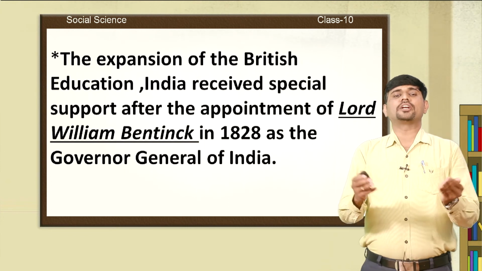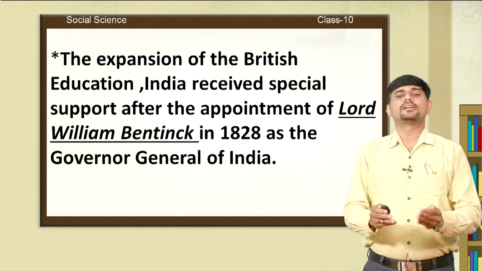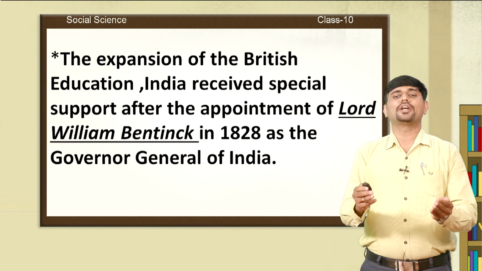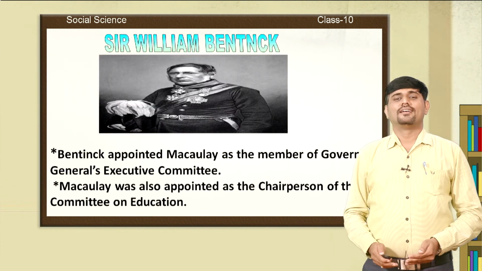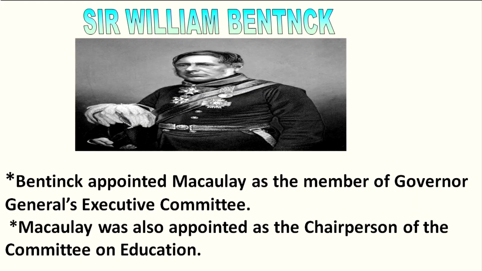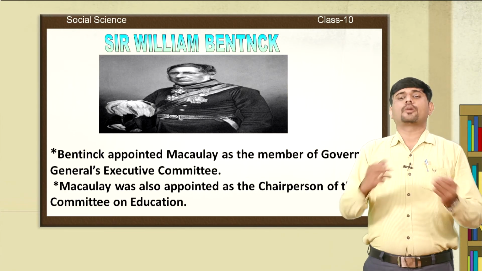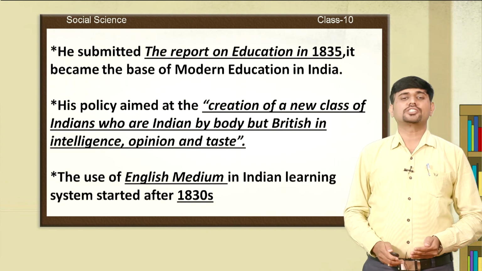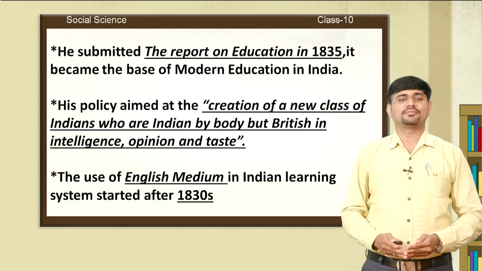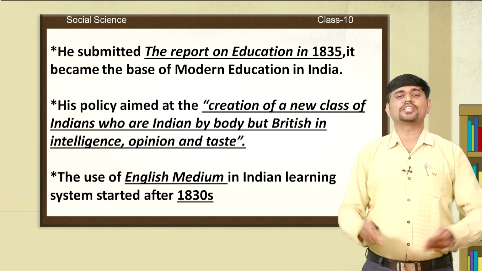The expansion of British education in India received special support after the appointment of Lord William Bentinck in 1828 as the Governor General of India. Dear students, you can see Sir William Bentinck there. He became the Governor General of the British East India Company. Soon after that, he appointed Macaulay as a member of the Governor General's Executive Committee, and Macaulay was also appointed as the chairperson of the Committee on Education. He submitted the report on education in 1835. It became the base for modern education in India.